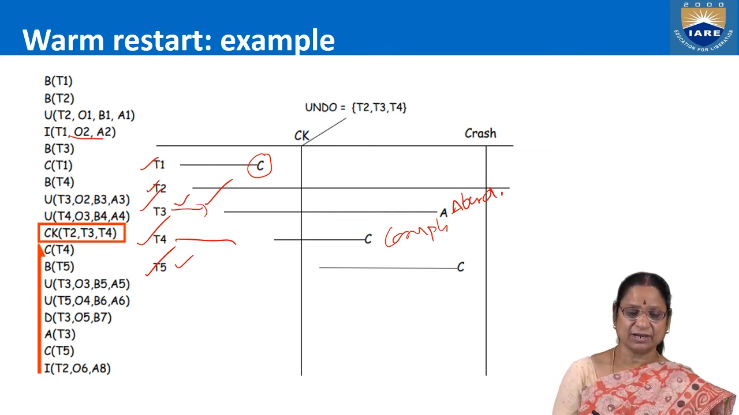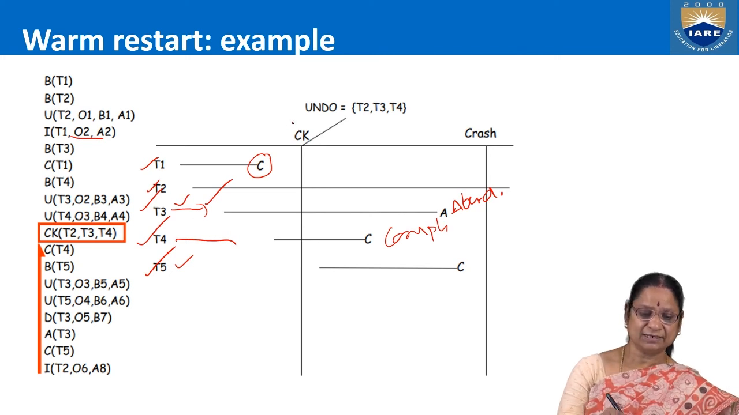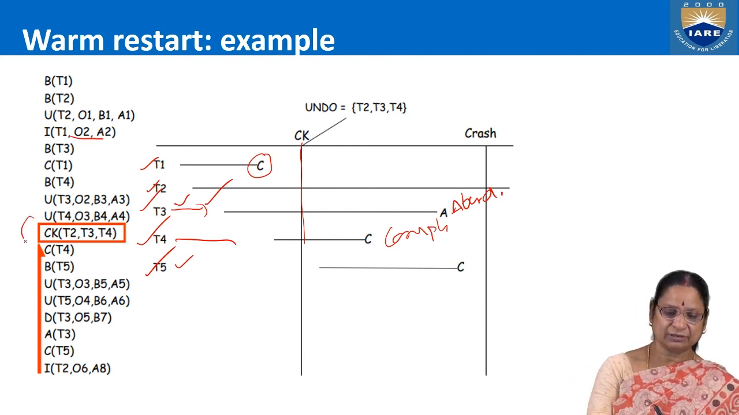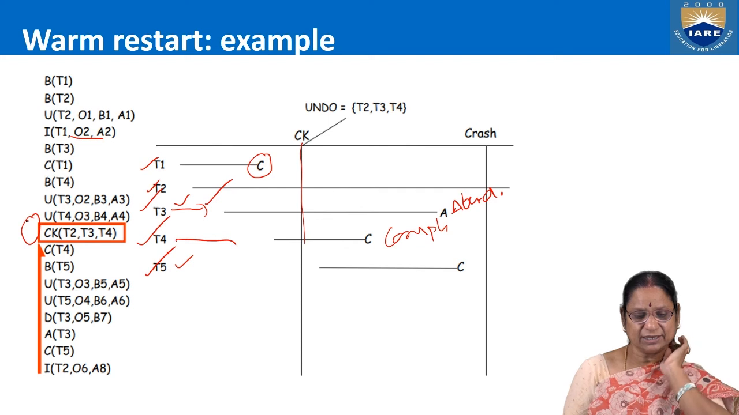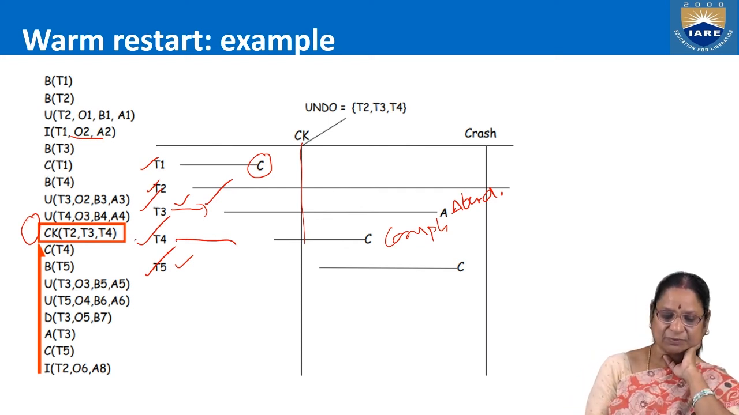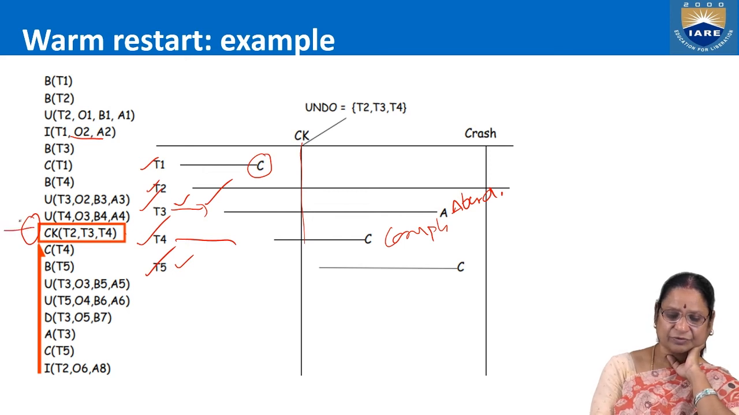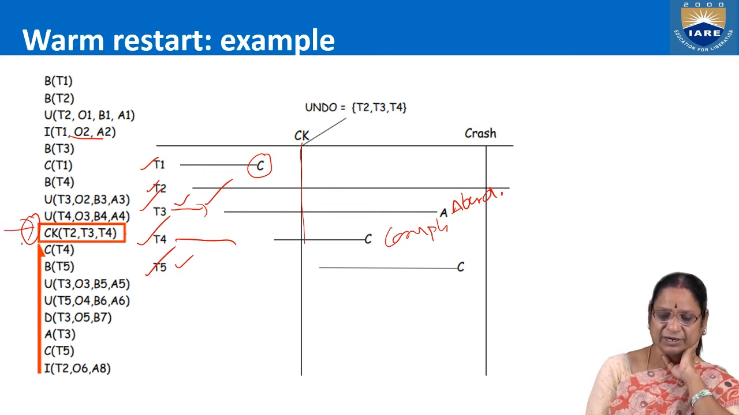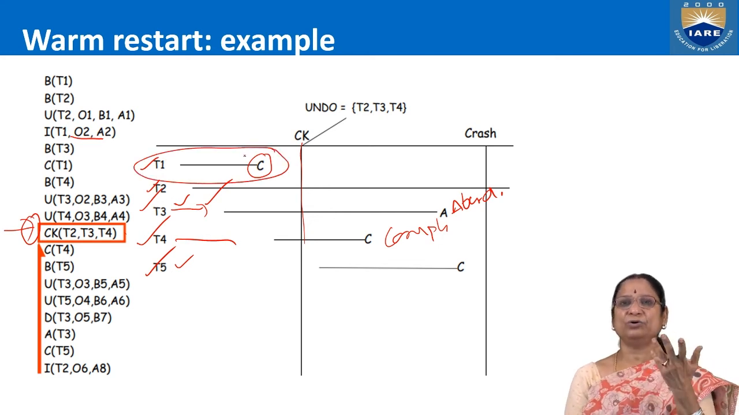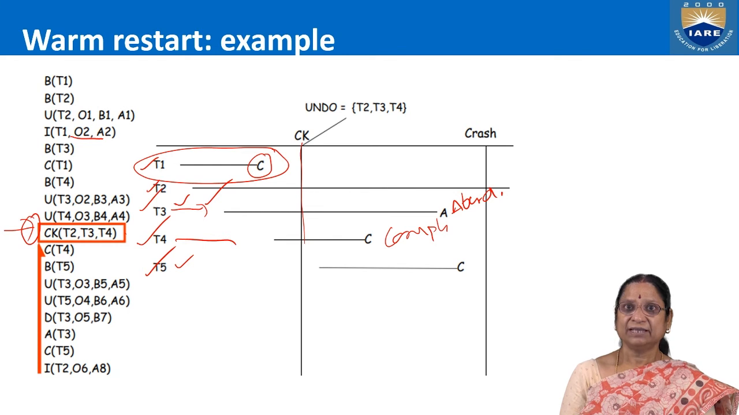If any crash occurred, we have to consider this checkpoint. Some checkpoint is there here, CK. This is the checkpoint represented, T2, T3, T4. Where did this checkpoint occur? This checkpoint occurred here. By the time of the checkpoint, T1 is completed. Before the checkpoint, there is no need to consider more. Then T2, T3, T4, T5 are after the checkpoint.